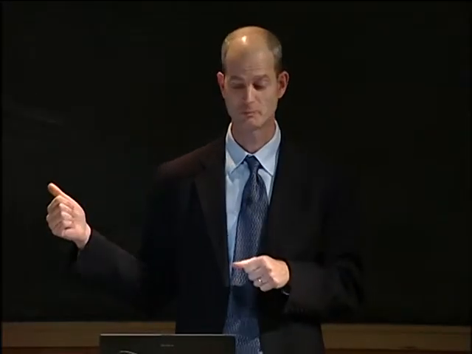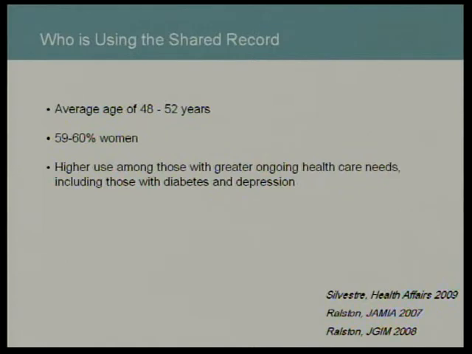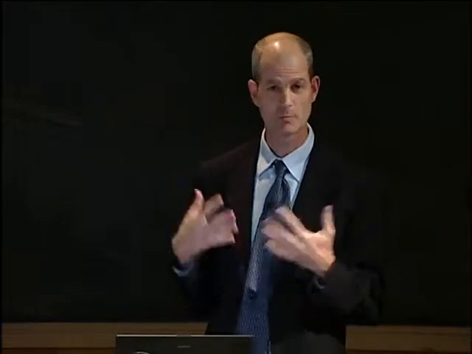It's the woman. So when we've looked at this, the average user is a woman who is between the ages of 48 and 52 and has some ongoing chronic condition. Diabetes, depression, and hypertension are some of the most common ones that we have seen. These are also largely the same kind of people that use our healthcare system outside of using online shared records.